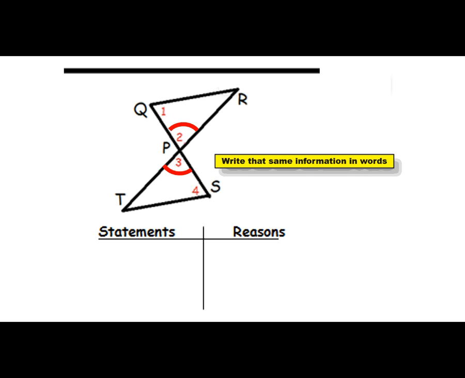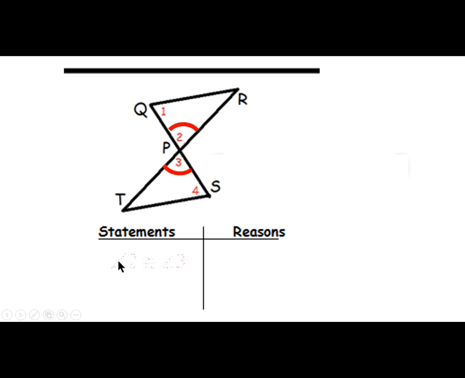We know they're going to be congruent to each other because they're vertical angles. So how would we write that in a proof? Really simple. For our statement, we could say angle 2 is congruent to angle 3. And for our reason, we would just say vertical angles.